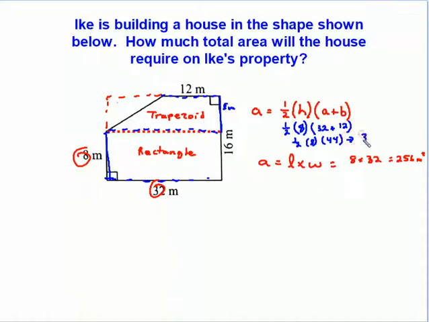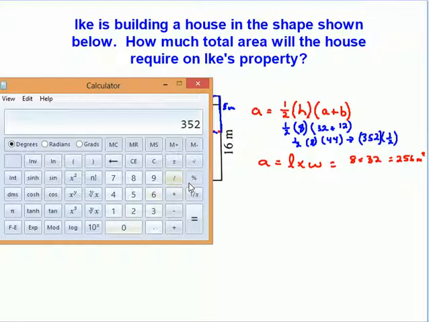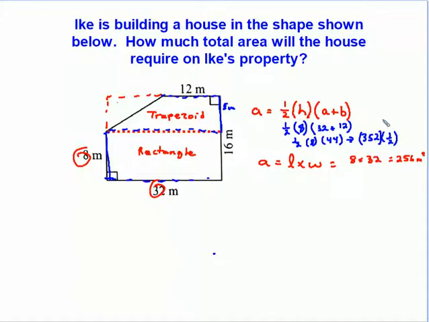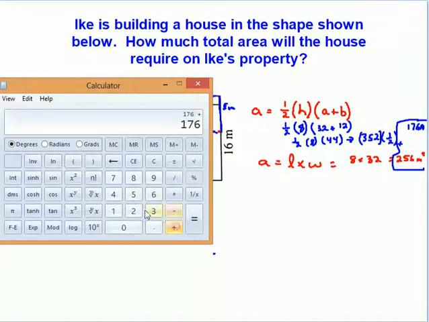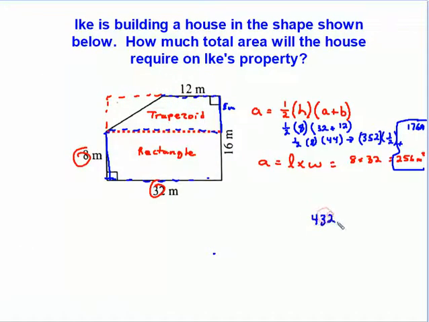So I'm going to make a little line here. 352. And then we need to take 1/2 of that, right? We'll multiply that by 1/2. So 352 on our calculator, divided by 2 is 176. So the area of this guy, the whole thing, is going to be 176 plus 256. I've got to add these two together. So 176 plus 256 is going to be equal to 432. So 432 meters squared is the area of this whole thing, this rectangle and the trapezoid.